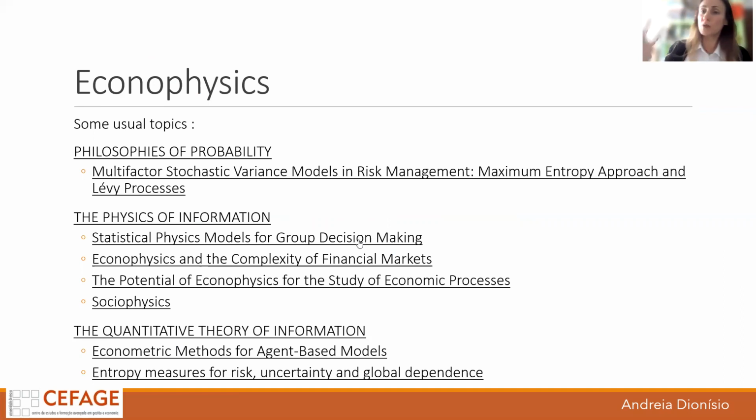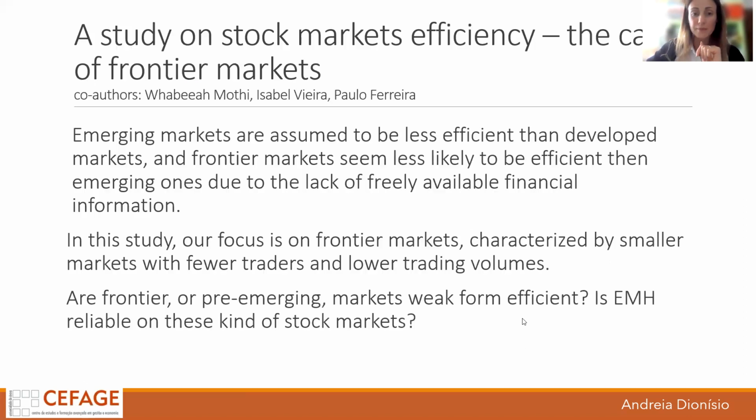So in terms of the most usual topics that we can find in econophysics, we have the philosophies of probability, the most known about risk management, the maximum entropy approach, or the generalized maximum entropy approach, where there are lots of good studies about that, and Levy processes. The physics of information, the models for group decision making, the complexity, the sociophysics, I'm sorry. In terms of quantitative theory of information, the econometric methods for agent-based models, and the entropy measures for risk, uncertainty, and global dependence. And I will focus in the paper that I will present here on the last topic.